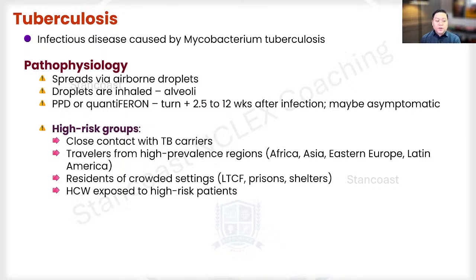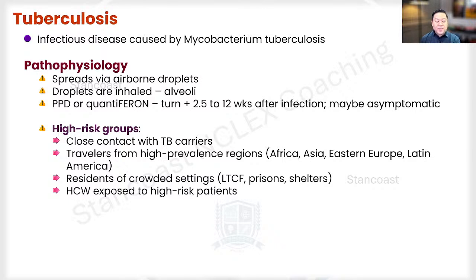Now, with TB control in the US, it has been quite challenging because of the high prevalence among foreign-born residents, the delay in diagnosis and reporting, and the gaps in identifying and screening at-risk persons, particularly for those with the latent type of TB.